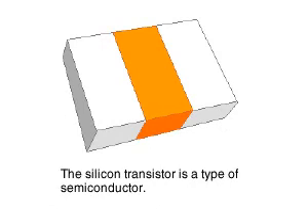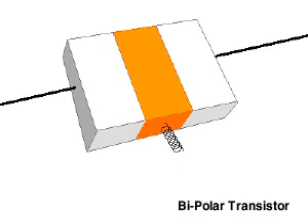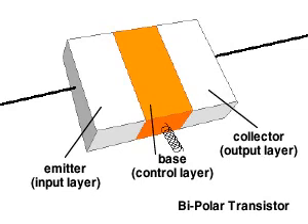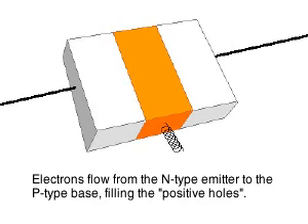The silicon crystal is called a semiconductor because it will only conduct a small amount of current unless a change occurs at the junctions of the layers. In bipolar transistors, the input layer is called the emitter, the control layer the base, and the output layer the collector. When a current is applied to the emitter of an NPN transistor, electrons readily cross over to the P-type base, filling the electron holes.